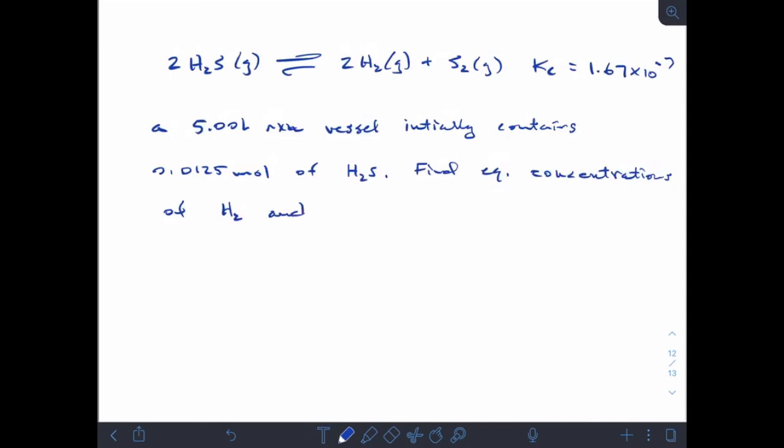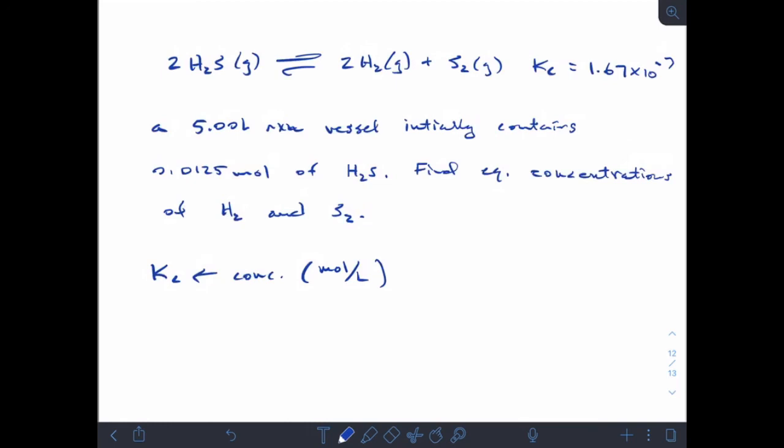Of H2 and S2. Right? You see those words, find the equilibrium concentrations? That tells you that you're going to be making an ICE table. Now remember that we're given volume and moles, and Kc is for concentration. C for concentration, so that means that we need things in terms of moles per liter. So I can't just plug 0.025 into my ICE table.